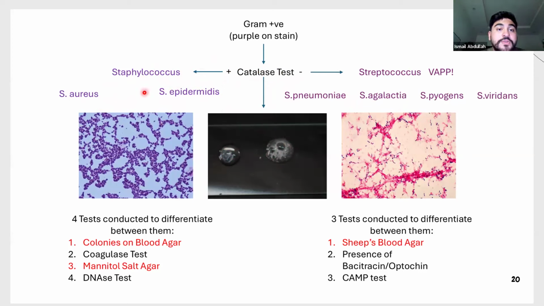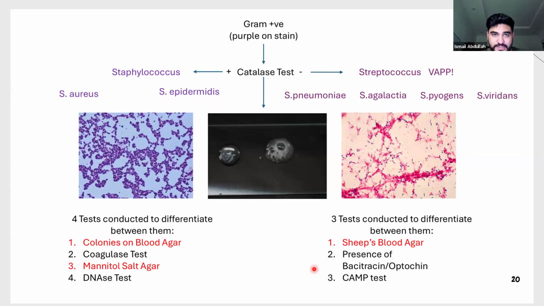Now, in Staphylococcus species, there are two very important species you want to know, Staph aureus and Staph epidermidis. And there are four different tests that I'm going to go through thoroughly, inshallah, to differentiate between Staph aureus and epidermidis. In Streptococcus, you have these four organisms that you must know. A lot of questions come on these organisms, honestly. And we have three different tests that we use to differentiate between them: the sheep blood agar, presence of certain antibiotics, and lastly, the CAMP test, which I'm going to go through, inshallah.